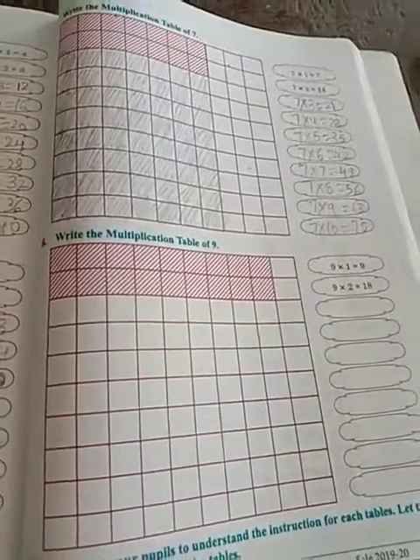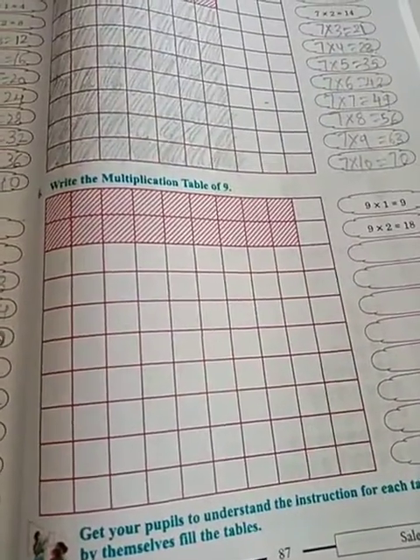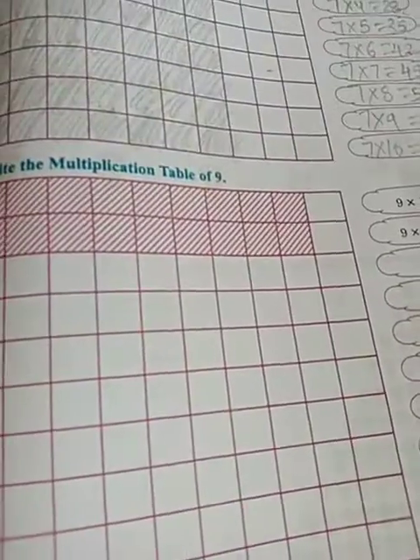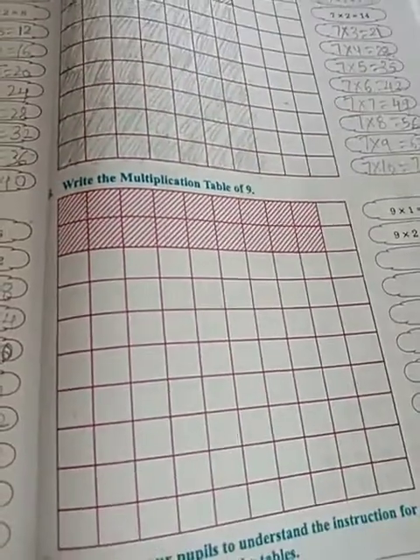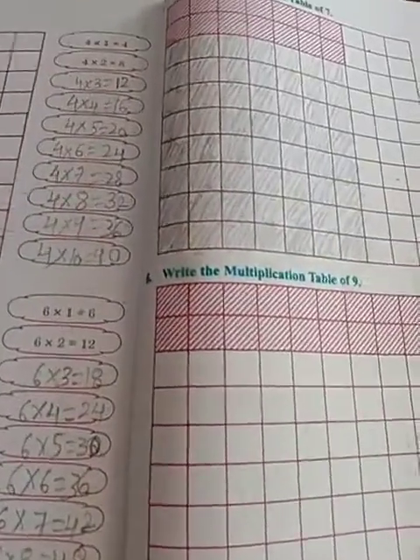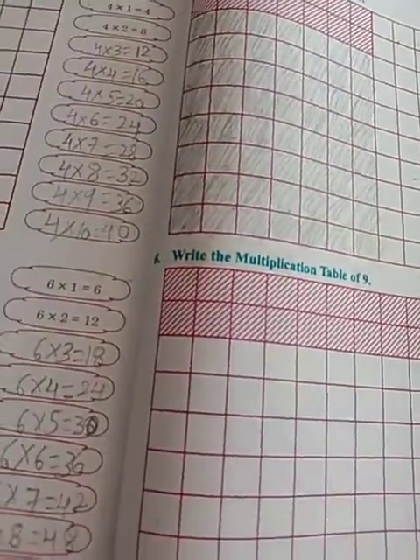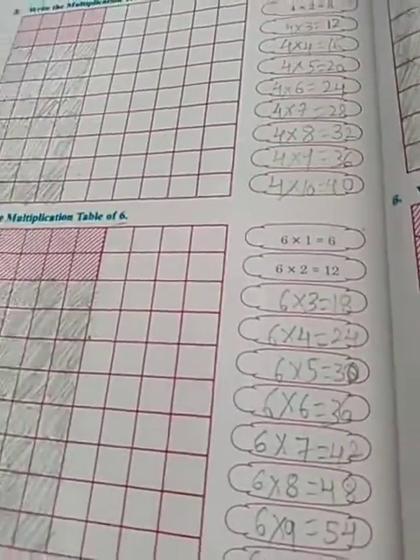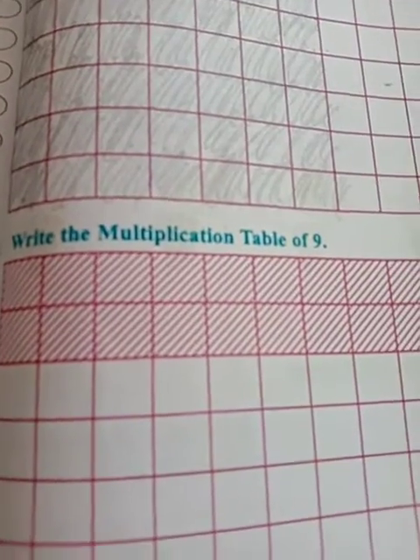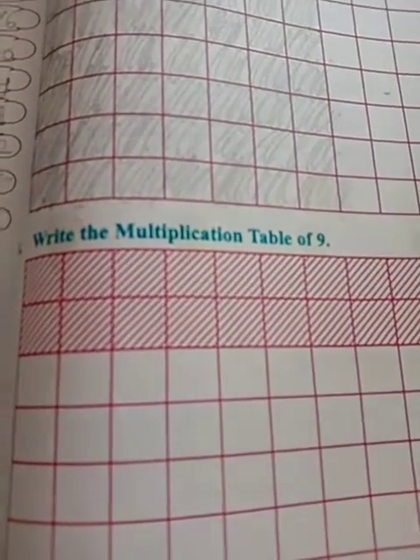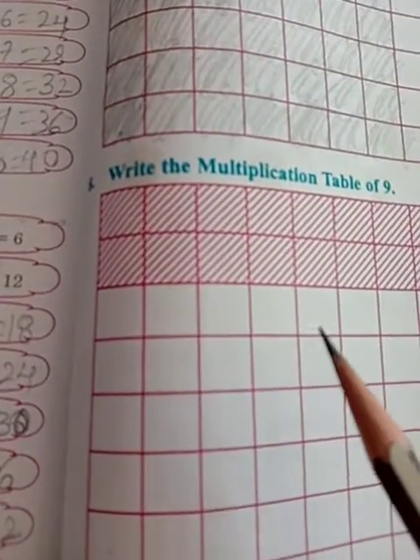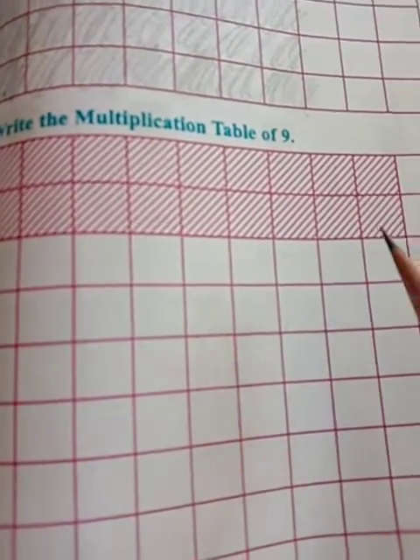Hello children, now second class mathematics. Write multiplication tables of 9. So here in previous class 2 we already learned 4 table, 6 table and 7 table. Now we learn 9 table. Which table? 9 table. So children, here write the multiplication table of 9.